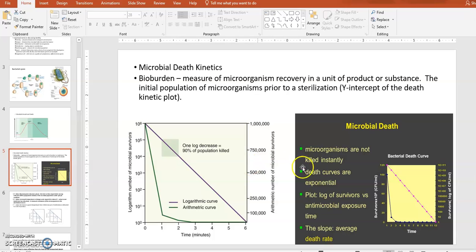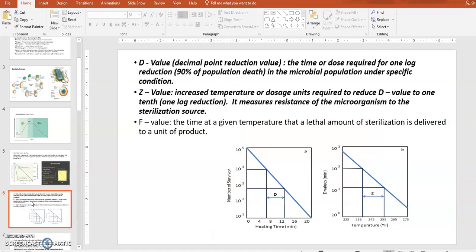When you deal with this, you need to know microbial death is not instantaneous. It takes time, and death curves are exponential, as well as the growth curve. You plot the log of survivors versus antimicrobial exposure time. The longer the exposure, the more efficiently cells will be killed. The slope is the average death rate. That's how you can calculate it. So there are important values when you determine how successful your sanitization or killing method is.